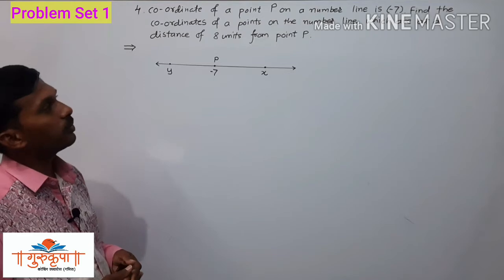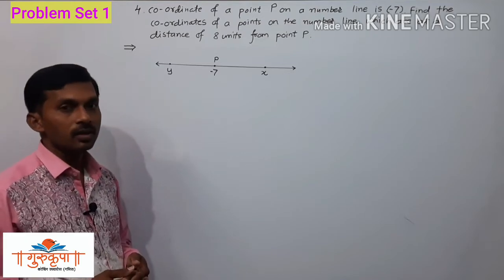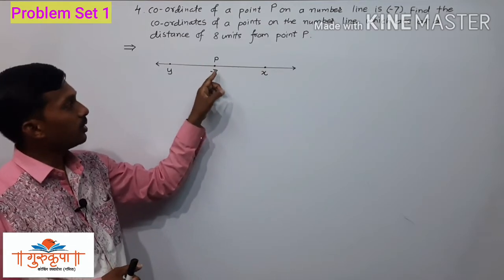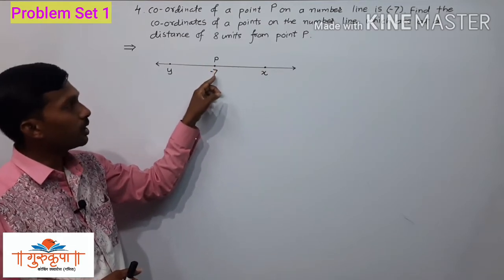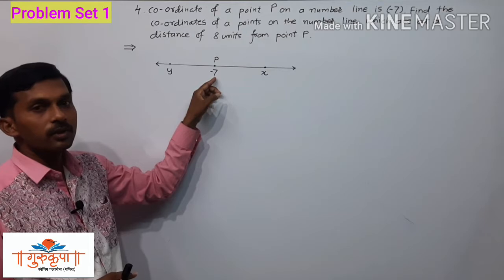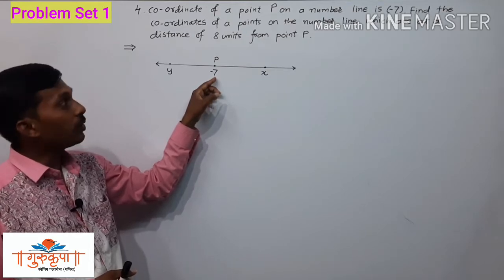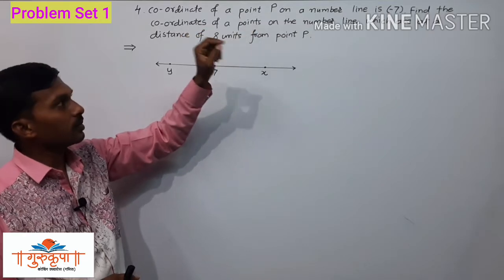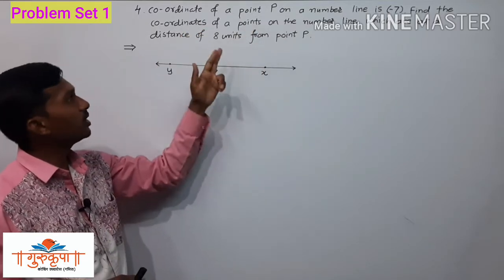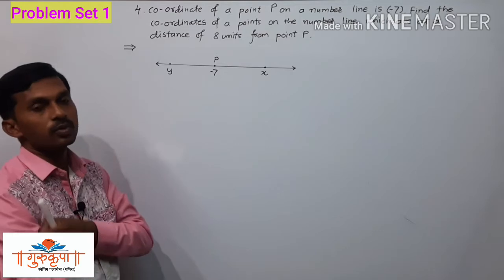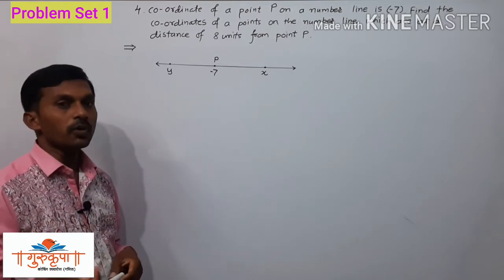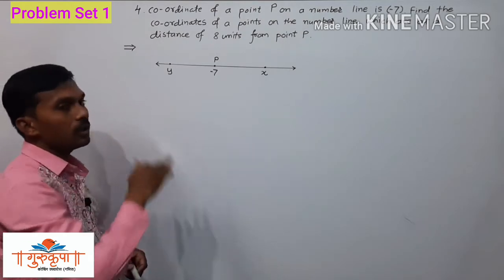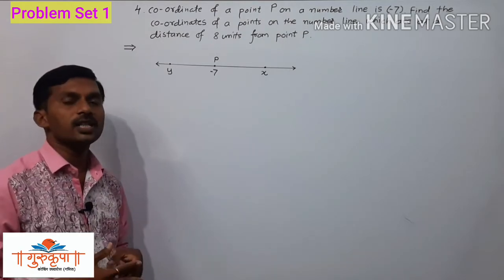The coordinate of the point P is -7, and here we draw a number line. On that number line we take a point P whose coordinate is -7, that is the given information. Now we have to find the coordinates of points on the number line which are at a distance of 8 units from the point P. So we have maximum 2 points, one point on the right side and one point on the left side.